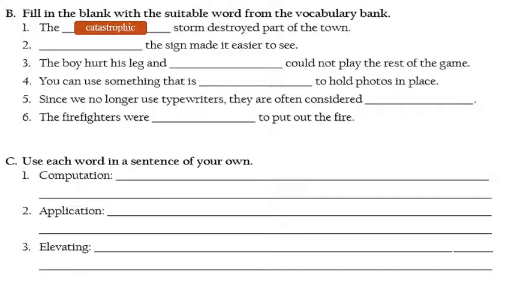Two, the sign made it easier to see. How could it be easier to see the sign? Elevating it, for sure. Elevating the sign made it easier to see. Three, the boy hurt his leg and so could not play the rest of the game subsequently, for sure. Four, you can use something magnetic to hold photos in place. To hold them in their places, we can use something magnetic.